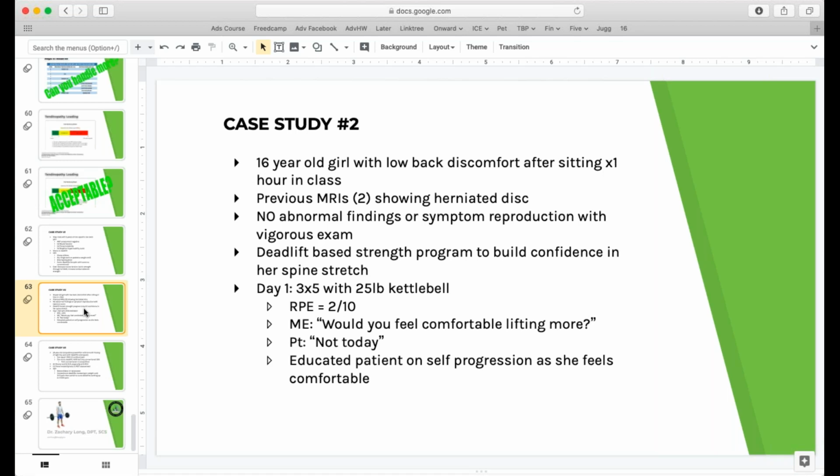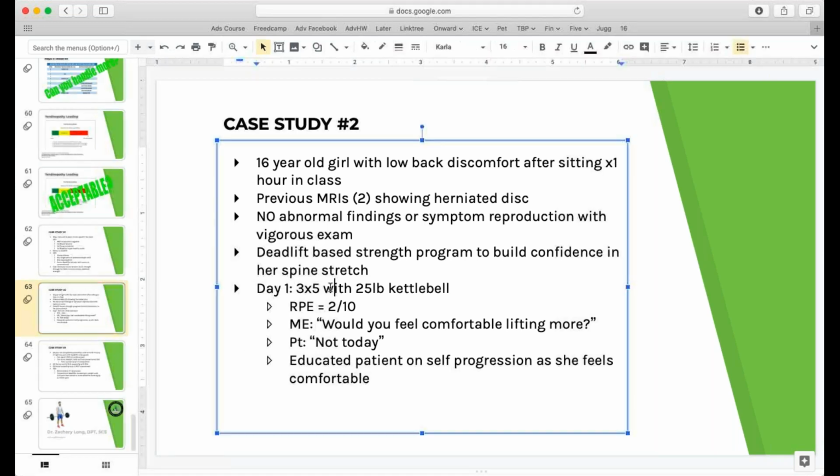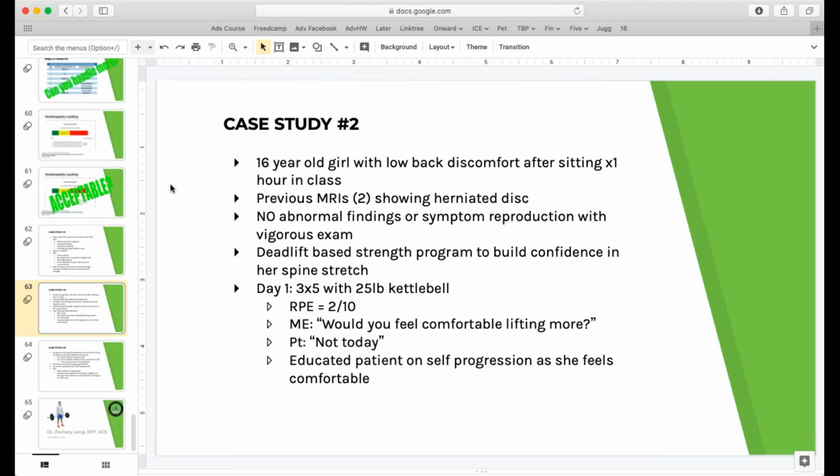A second case study here goes back to, it's not all about how heavily we load the tissues. Sometimes it's more important to think about how challenging we stress an individual psychologically. And this was a poor girl, 16 years old, she came to me with complaints of low back discomfort after sitting 1 hour in class. And she actually said it was low back discomfort. And unfortunately, at 16 years old, she had 2 previous MRIs showing herniated disc, and she was incredibly fearful of her low back. No abnormal findings or symptom reproduction with a really vigorous exam.